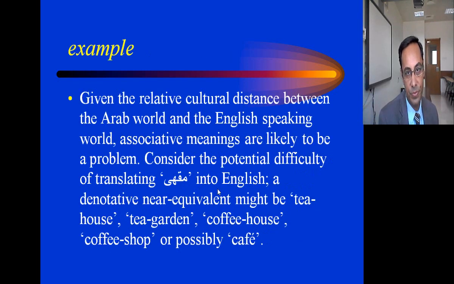Another example, the word مقهى. If we consider the difficulty of translating the word مقهى into English, the denotative near equivalent, because it is not an exact equivalent, might be tea house, tea garden, coffee house, coffee shop, or possibly cafe. But in Arabic, it has associations with social gathering.